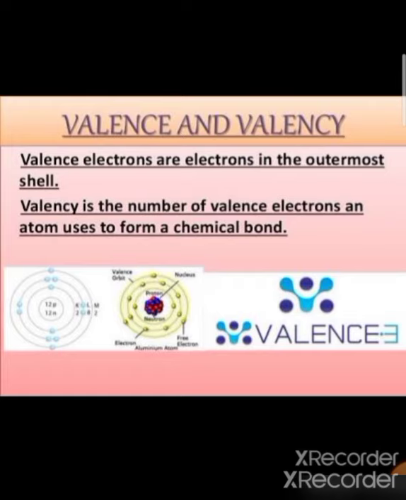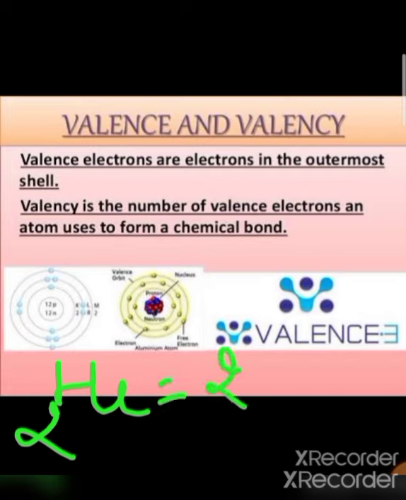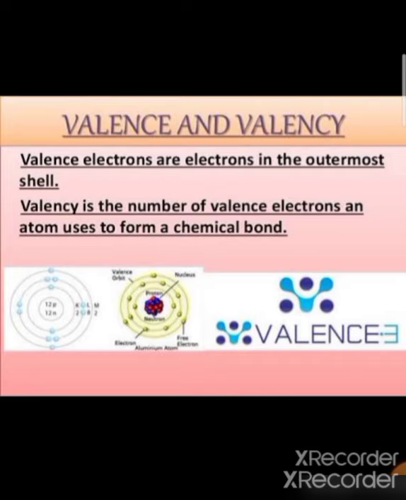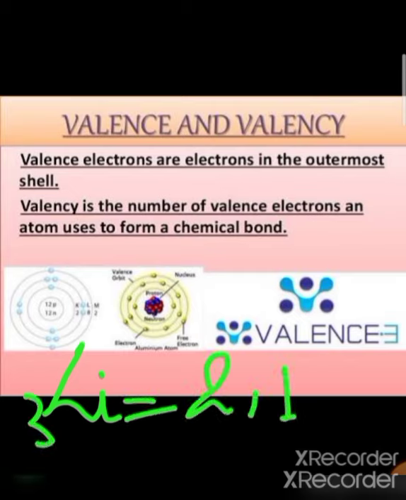Just like helium. What is the configuration of helium? He, atomic number 2. What is the configuration? 2. It means the outer shell contains 2 electrons, so the valence electrons in helium are 2. Lithium, atomic number 3. What is the configuration? 2, 1. What are the valence electrons? There is one valence electron in lithium. So the total number of electrons present in the outermost shell of any atom is known as valence electrons.